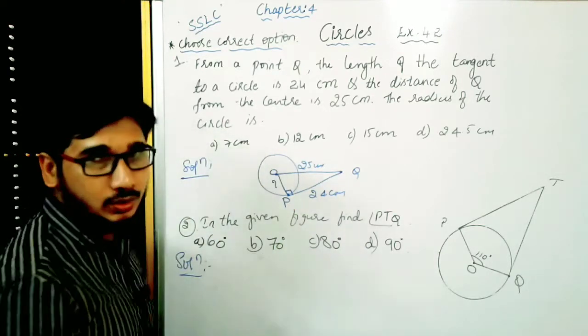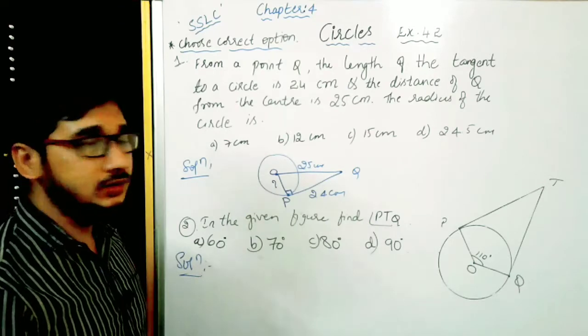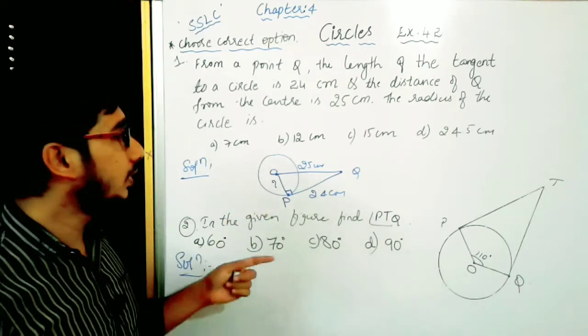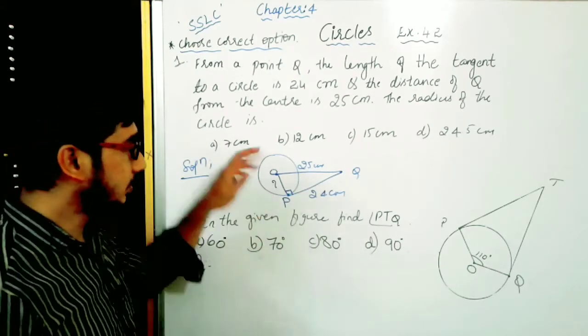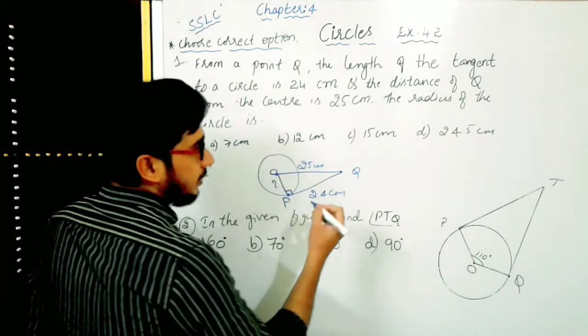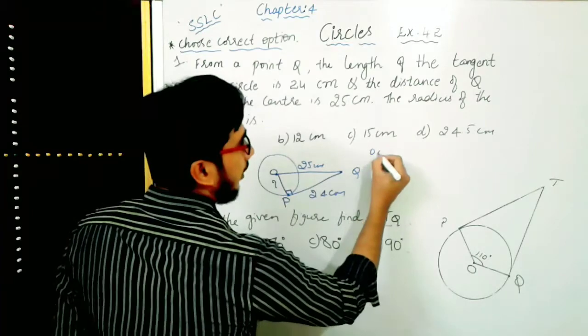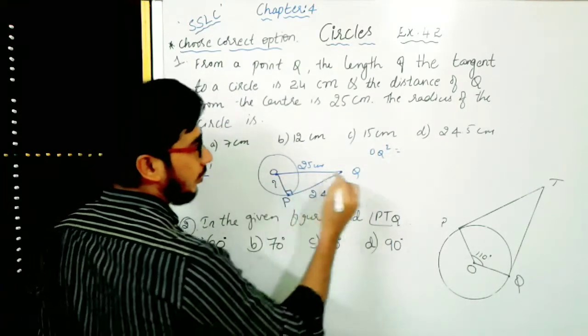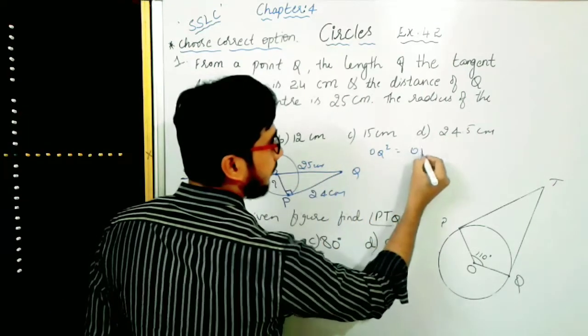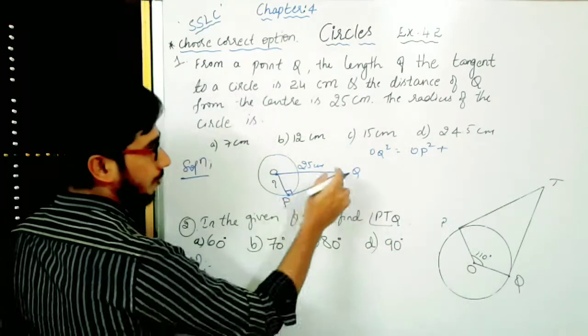Definitely you know the Pythagoras theorem from 9th standard itself. We have to apply the Pythagoras theorem so that we will get the value of this line. This line obviously is the radius of this circle. So what is the Pythagoras theorem for this? OQ square is equal to, this is the hypotenuse, that square is equal to the remaining two sides square, that is OP square plus PQ square.